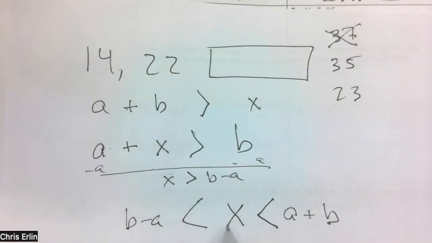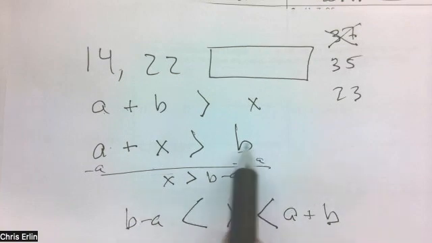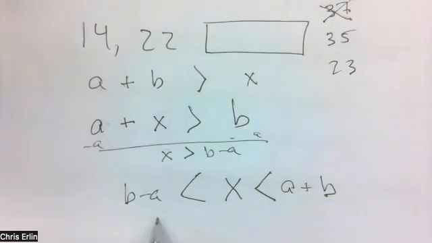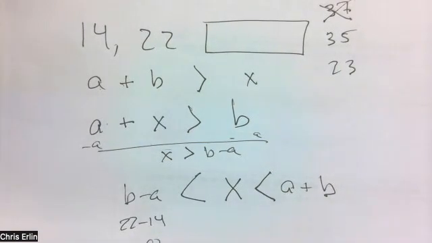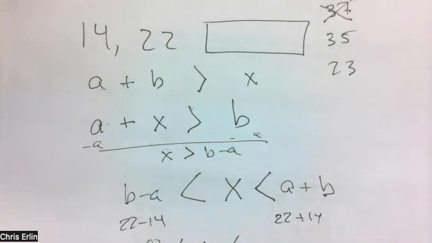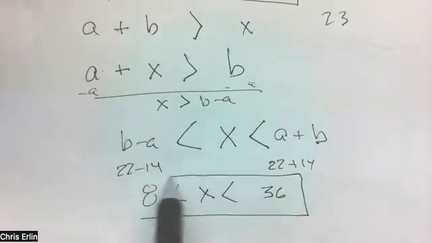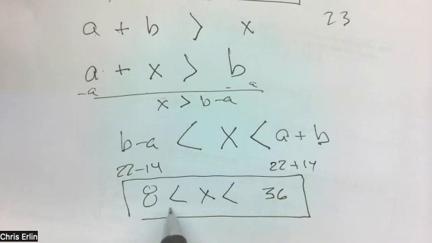B could be bigger than X, right? In this second case, B is bigger than X. So this is what Bia was saying: if I take the difference between these two, 22 minus 14, that's 8. And the sum of these two, that's 36. This gives me the range of values that would work. I could do 9, 10, 11, 12, 13, all the way up to 35. I could do 8.1. I could do 35.9. I just can't do 8 or 36.